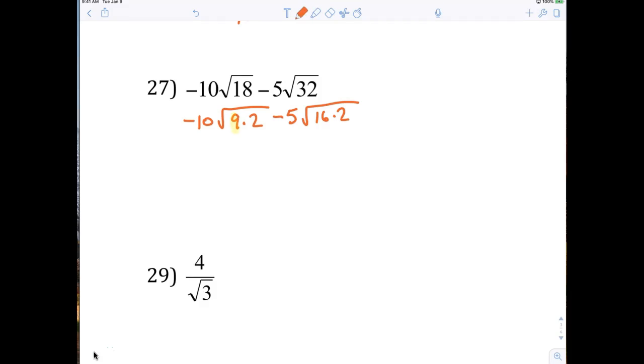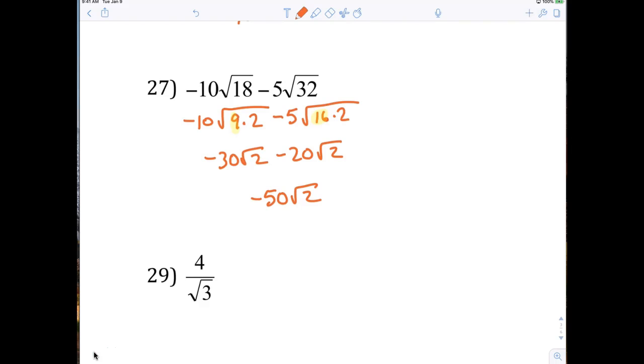So that becomes... Right. There we go. We're getting better. And then... Right. Minus 20 radical 2. So that gives me negative 50 radical 2. Perfect. All right. I'm pretty happy.